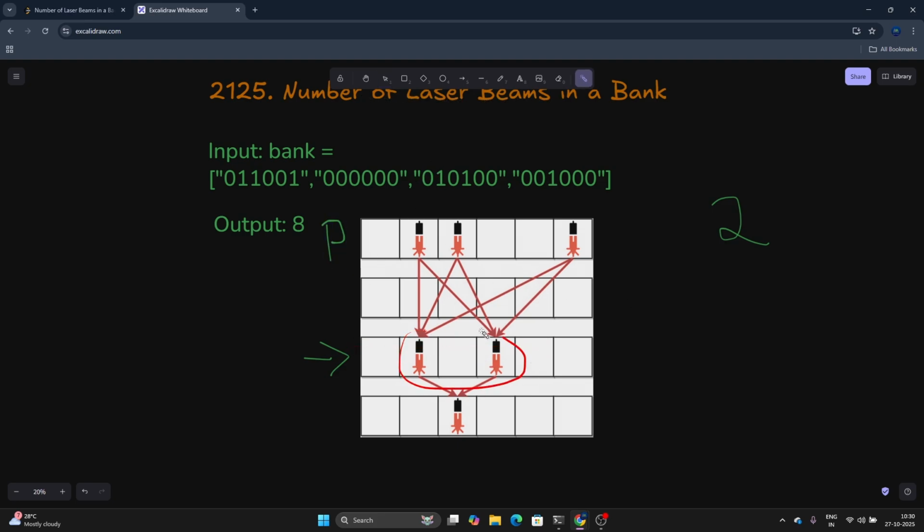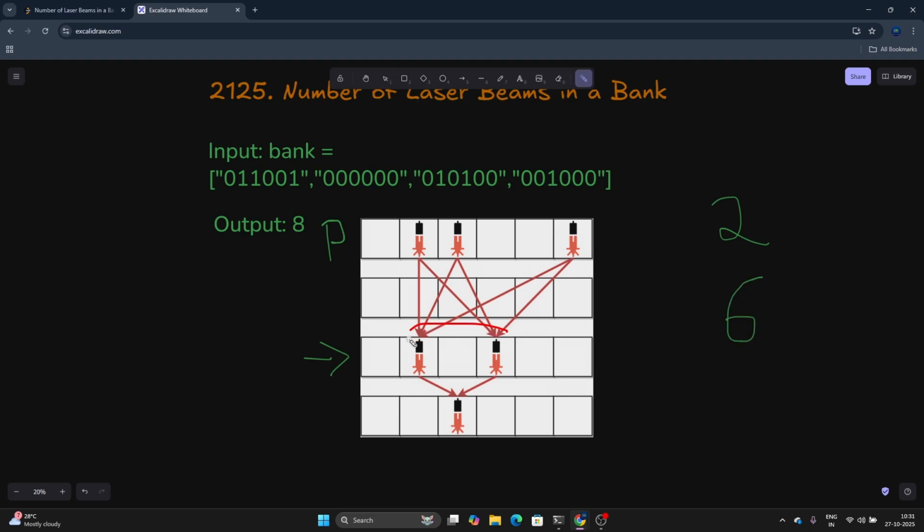It has 2 security devices and the previous row has 3 security devices, right? So again the same formula, 2 multiplied by 3, it is going to be 6. So there are going to be 6 laser beams between the security devices of these rows. This is the current row, this is the previous row, right? Because this is 1, it is going to have 1, 2 and 3 with the 3 devices in the previous row, and the second device will also have 1, 2, 3 with the previous row's security devices. So in total 6, right? So we got 6 more.